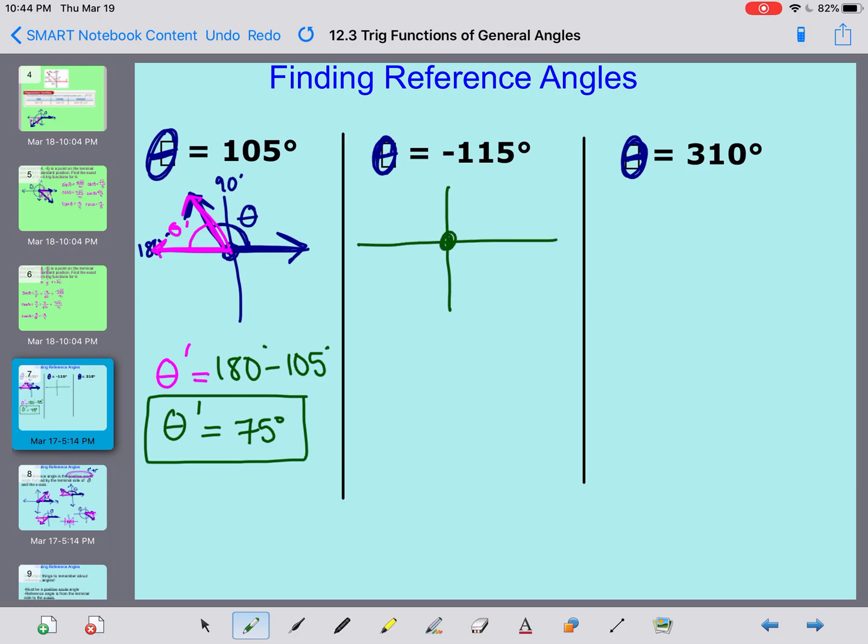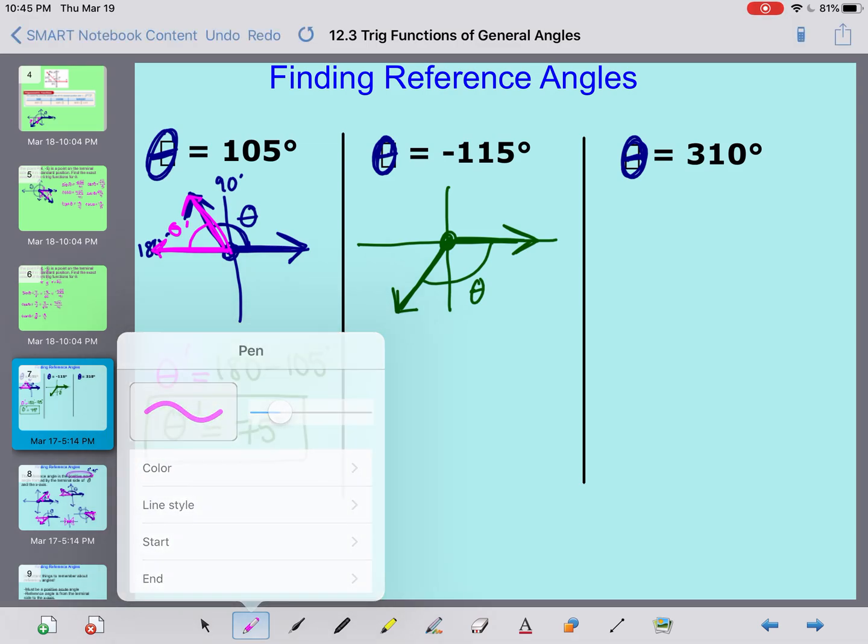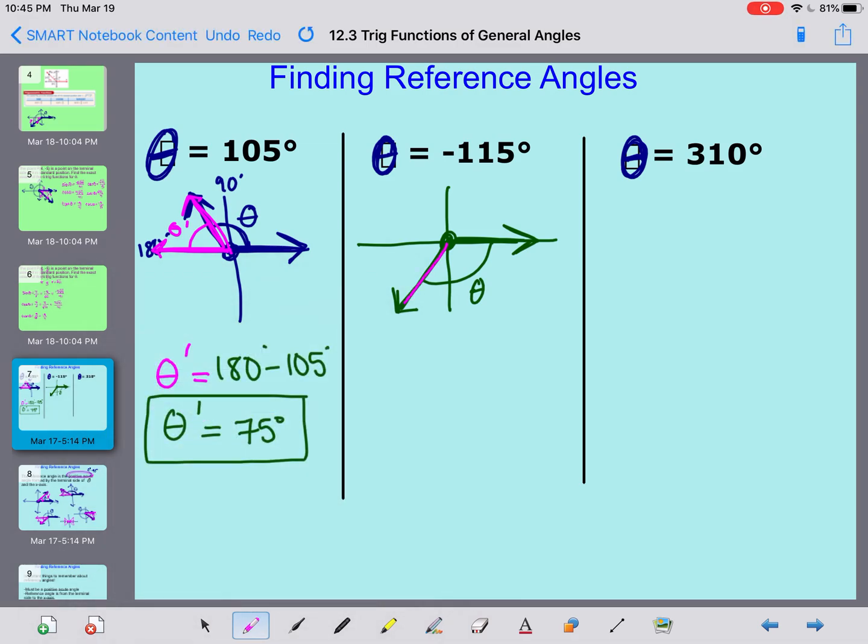Negative 115. So I'm going to draw the angle first. There's my initial side. Negative 115 puts me right around here. Right? The reference angle: find the terminal side, and here's the most common mistake. Go to the nearest x-axis. So the nearest x-axis brings me this way. Notice it's part of that bow tie. There's your right triangle.